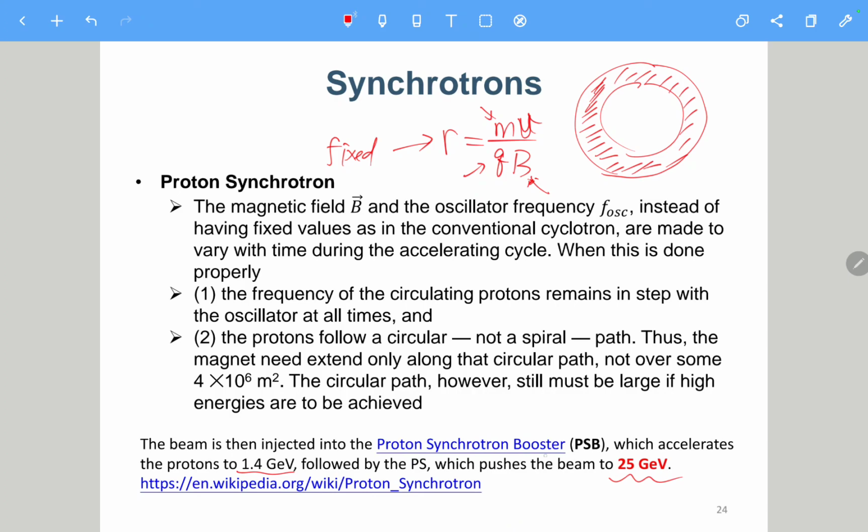And of course we can have a proton synchrotron booster. So we try to pre-accelerate the particle up to 1.4 GeV, and then it is followed by the proton synchrotron. Also, actually, we are accelerating protons, which puts the beam up to 25 GeV. So if you have interest, you can check it on Wikipedia. Okay, so here we just talk about the particle accelerator, and if you have no question, let's stop here today.